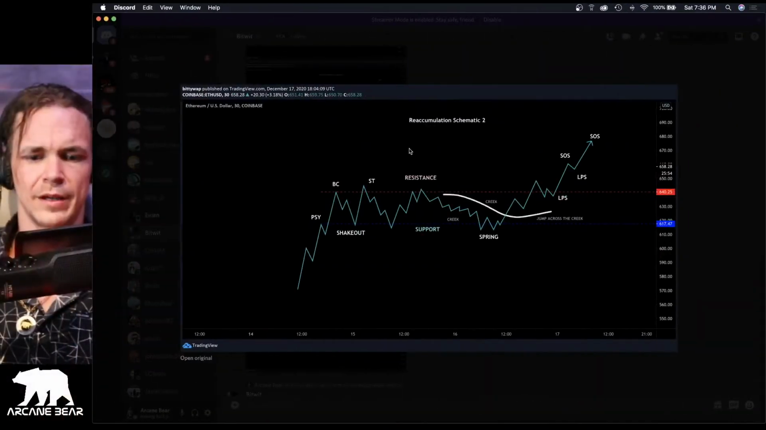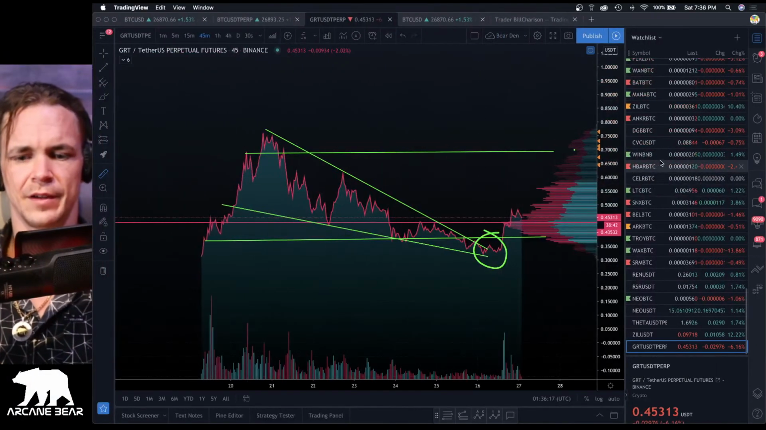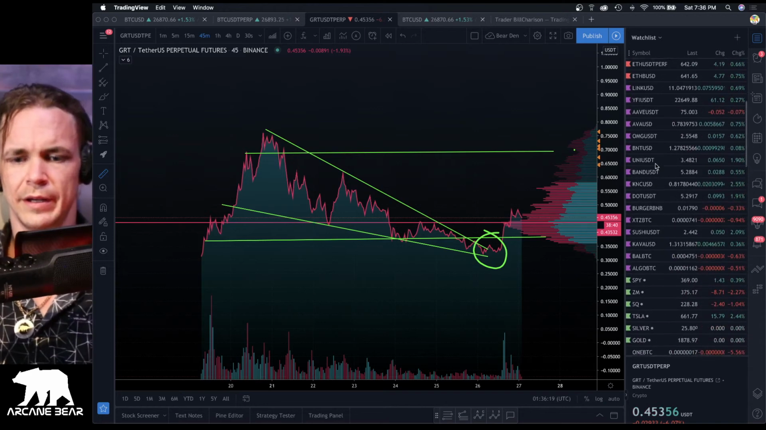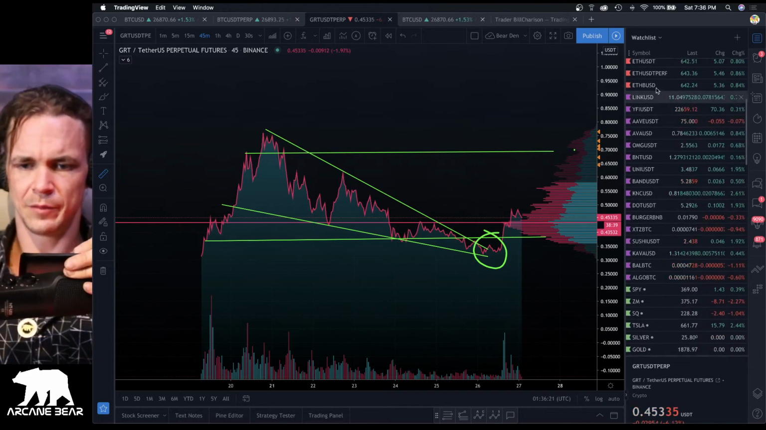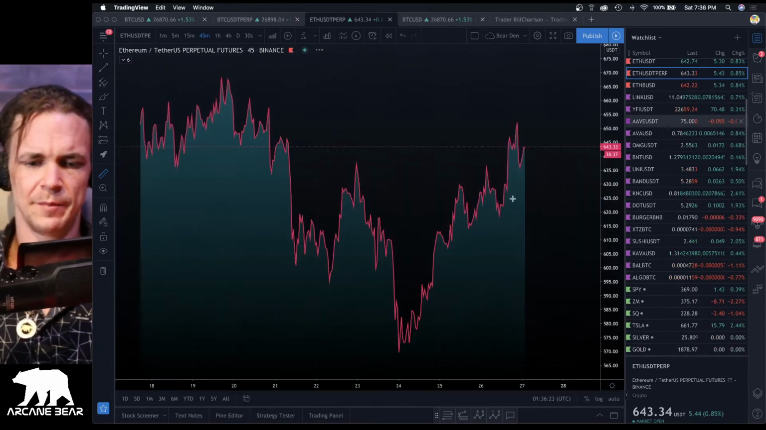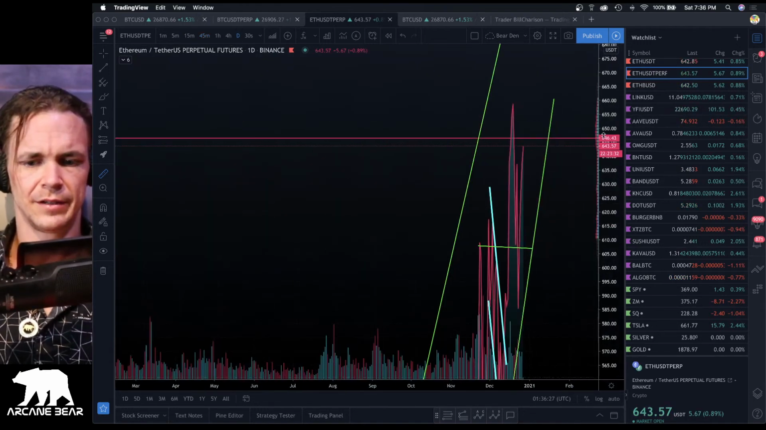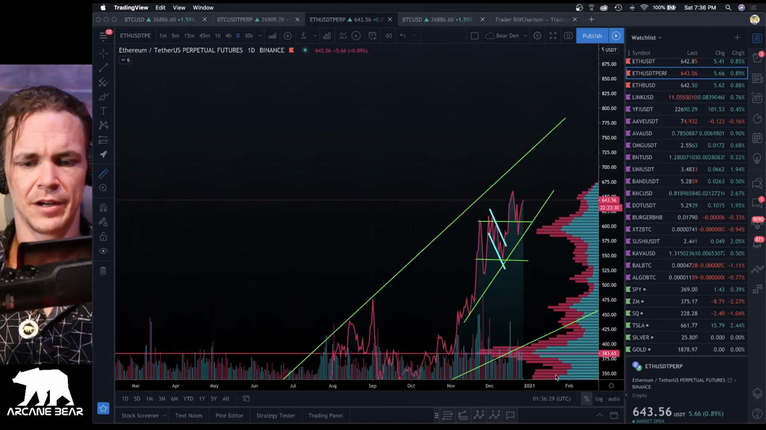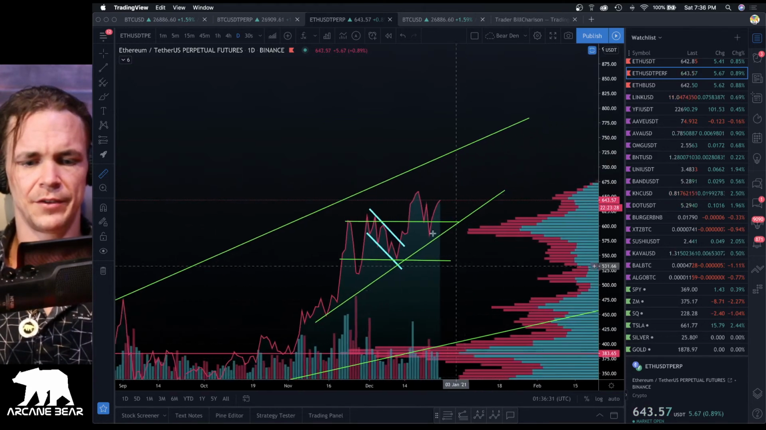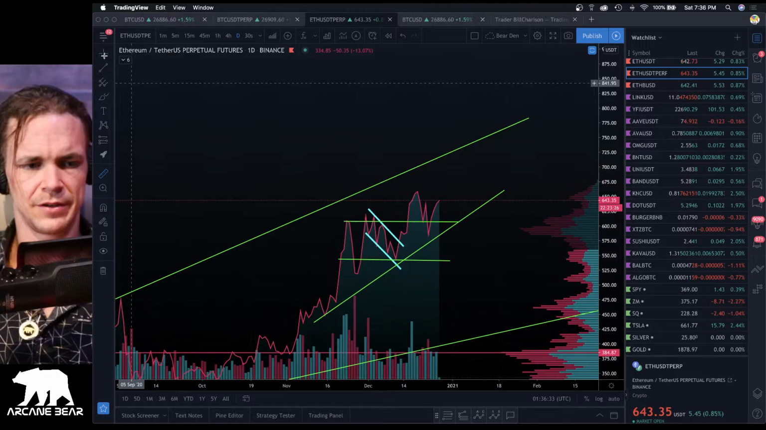Oh yeah, Ethereum. That's the last one. Okay, let's go here. We'll go look at Ethereum. We'll end it off with Ethereum here. So back to Ethereum perpetuals. Go to the daily. Take a look at what's going on here. Nice. Still building up on this trading range for Ethereum here.